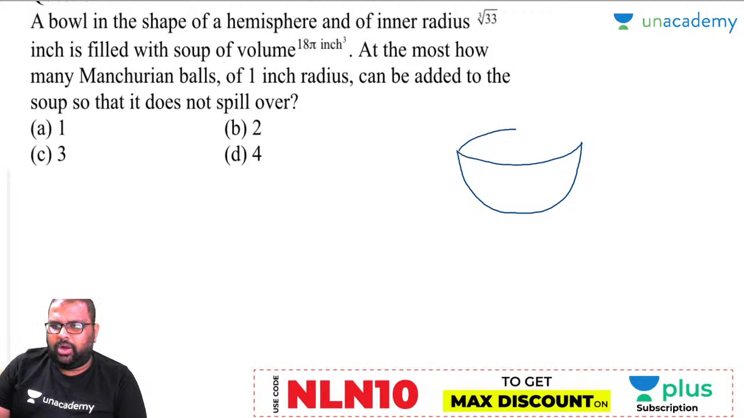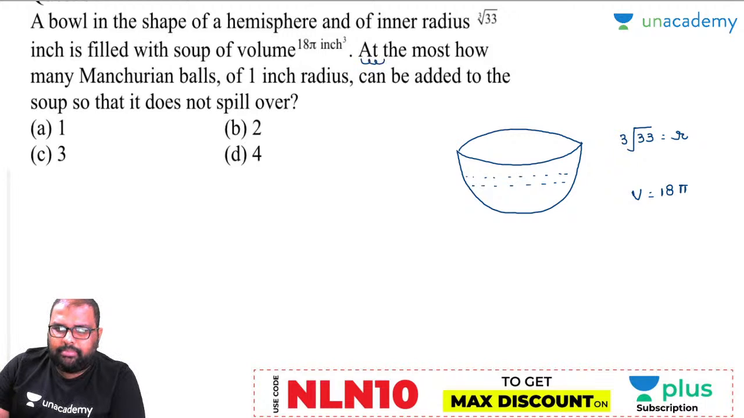Okay, and of inner radius cube root of 33. Cube root of 33 is nothing but its radius. It is filled with a soup of volume 18 pi cubic inches. So this bowl contains soup, it seems. And how much volume of soup is there? 18 pi of soup is there. I mean cubic units.